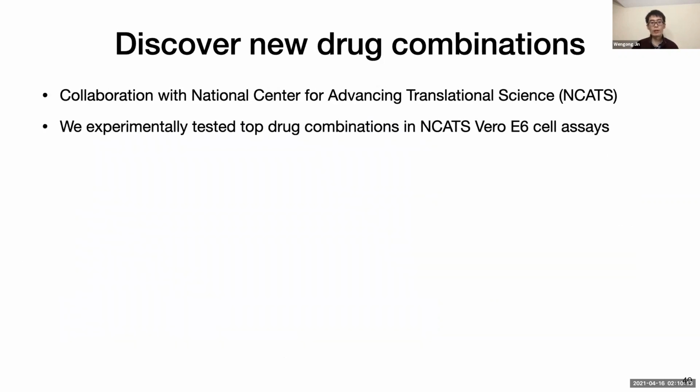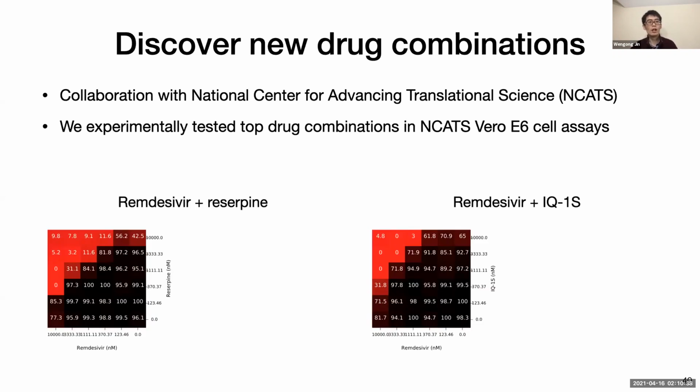So again, we don't want to just stop there. That's why we wanted to make some predictions and test these compounds in biological assays to verify whether the drug combinations are actually synergistic. Through the collaboration with the National Institute of Health and the National Center for Advancing Translational Science, we tested around 30 compounds in their UNCAT cell-based assays. And we actually managed to discover two novel drug combinations that are highly synergistic.